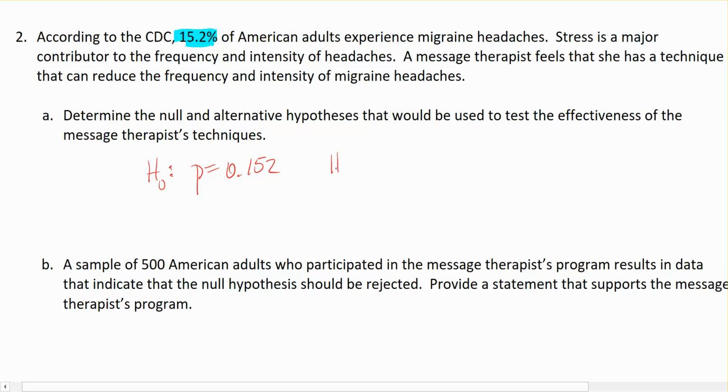Now, how do we determine the alternative? The alternative comes from the last part of this paragraph that says that she feels that her technique can reduce the frequency. That's implying then that p would have to be less than that 15.2%. So that's what we're looking at when we set up the test, and this is indeed a left-tailed test.